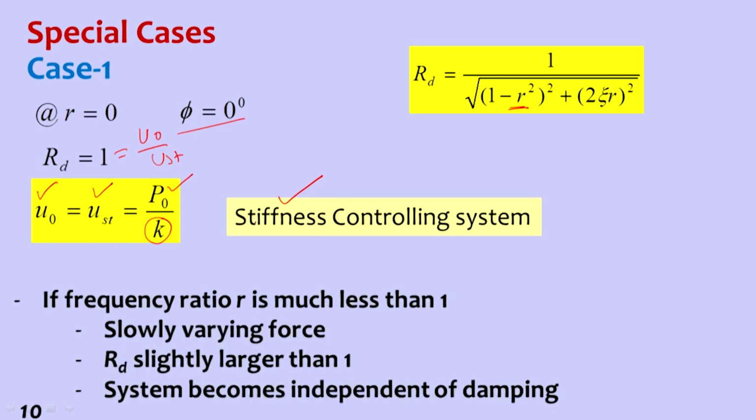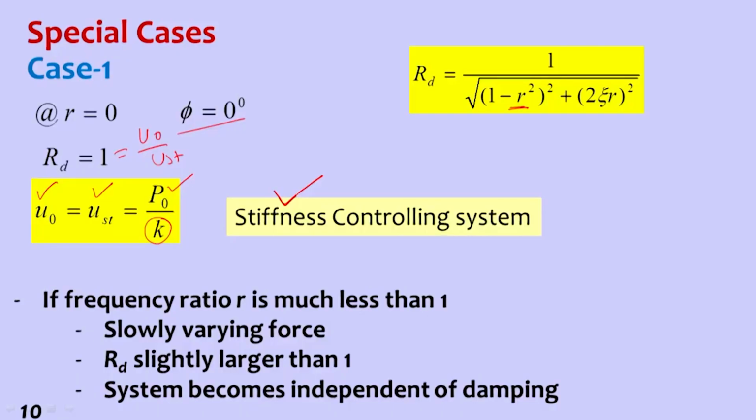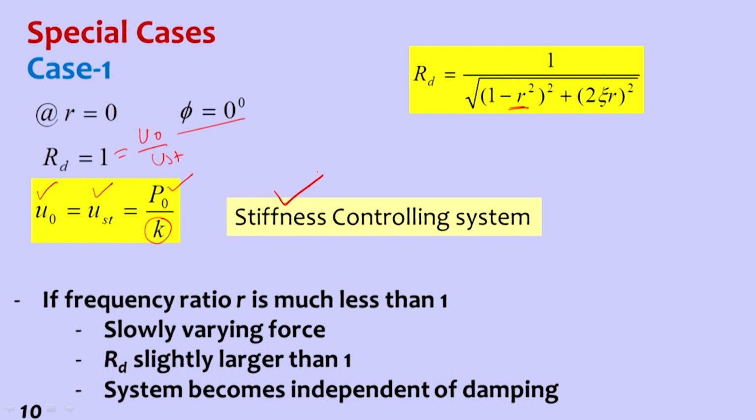If frequency ratio R is much less than 1, it is a slowly varying force. Rd is slightly larger than 1, so it can be 1, 1.01, 1.001 or 1.12, something like that. The system becomes independent of damping. Here damping has no role to play, whatever damping may be present in the system, but deflection is controlled by stiffness. So more stiff, less displacement, less stiff, more displacement. So this is the first special case where force is slowly varying.